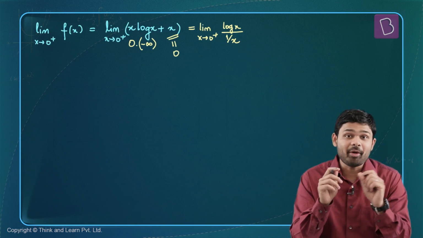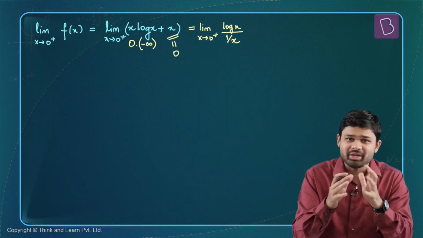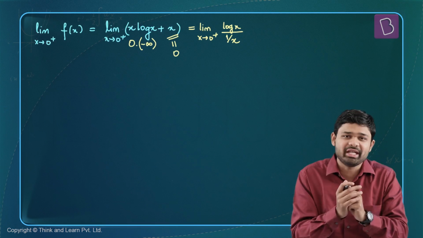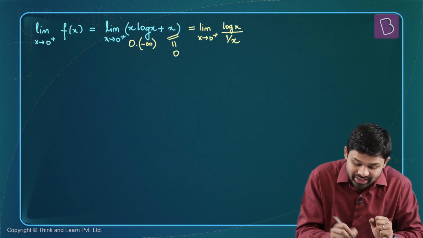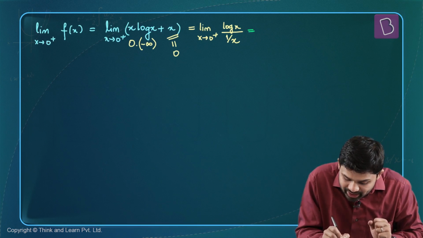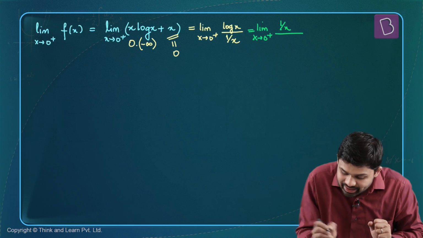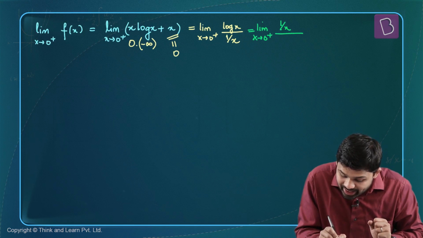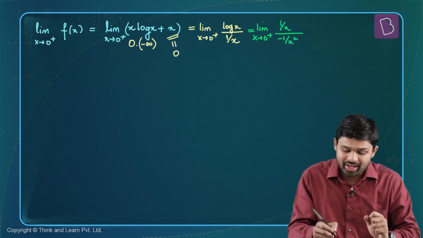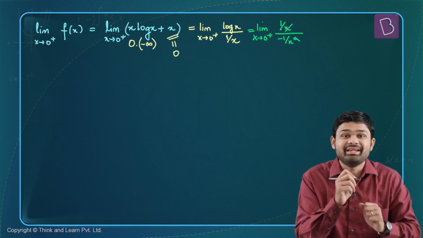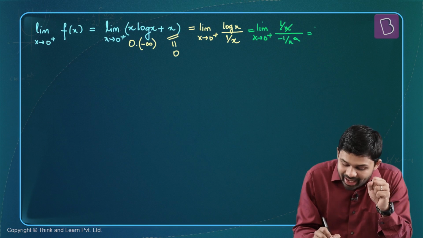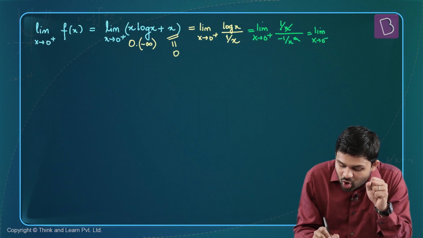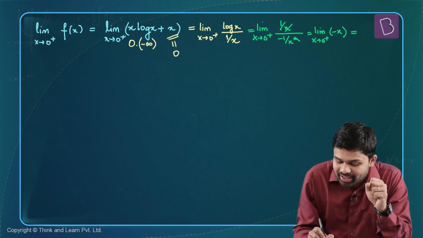Now this is of the form infinity by infinity. Well, to be very honest, it's of the form negative infinity over infinity, but that's okay. We can use L'Hopital's theorem here. So we differentiate. This is nothing but the limit as x tends to 0 plus of (1 by x) divided by (negative 1 over x square). Well, I can cancel out one of the x's and the negative goes to the numerator, and eventually it becomes the limit x tending to 0 plus of negative x, which is nothing but 0.